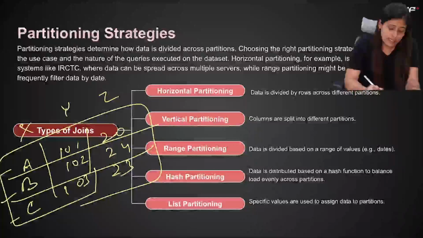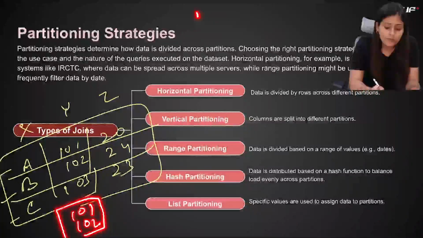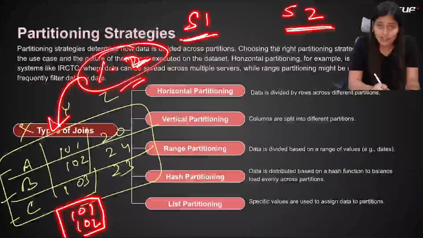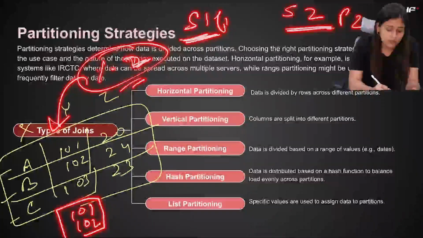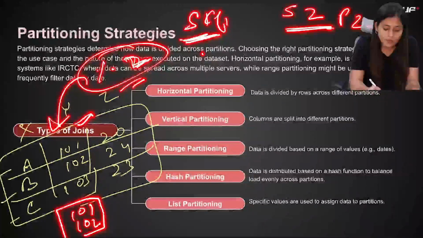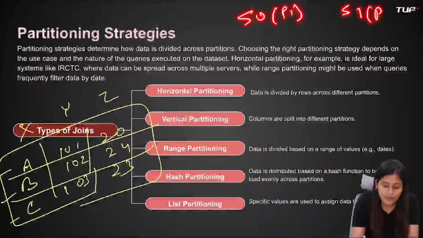So what it does is, let's suppose 101 and 102. We have some hash functions, so it depends on the number of servers you have available. Let's suppose you have 2 servers available. So every train ID will be divided by 2, and the modulo or remainder of that will decide in which partition it will go. Partition 1, partition 2. So let's suppose server 0 and server 1. Server 0, server 1. This is partition 1 and this is our partition 2.